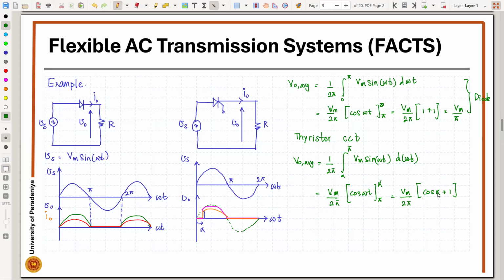Now, if you go for alpha equal to 0, you would get the same answer as this one. If you increase alpha, then the average voltage is going to be less than that. So that is with the resistive load for the thyristor circuit.